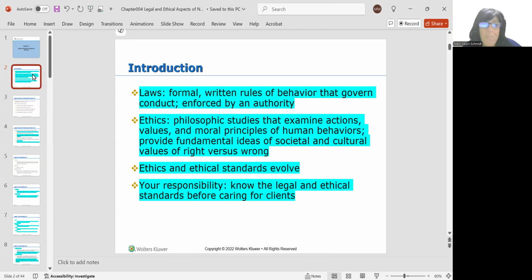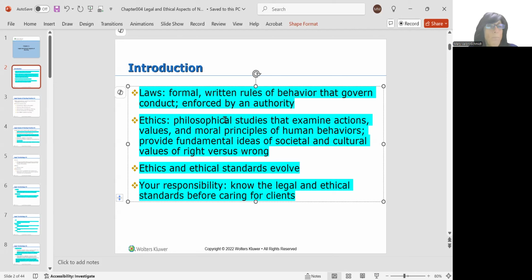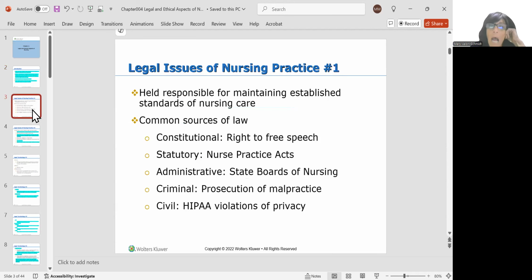What are ethics? Ethics are philosophical studies that examine our actions, our values, our moral principles, what's right, what's wrong, those kinds of things. And ethics and ethical standards change over time. Sometimes they evolve. And as a nurse, it's your responsibility to know your legal responsibilities and the ethical standards in caring for clients. Okay, very important.